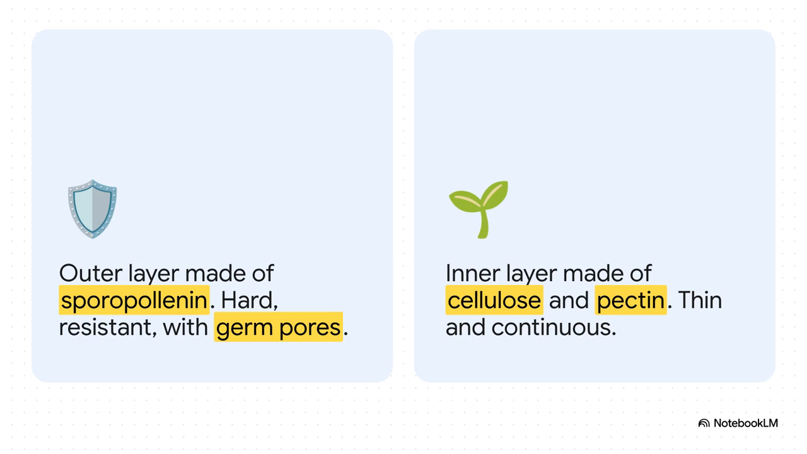Now, as these microspores start to mature, they develop a super tough, two-layered wall. The outer layer is called the exine.